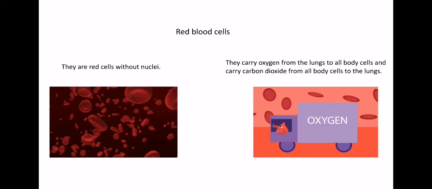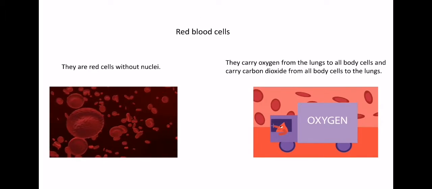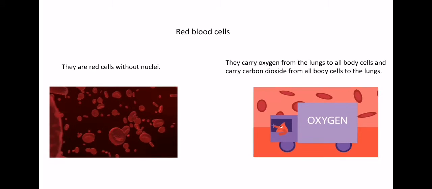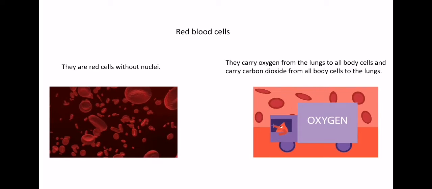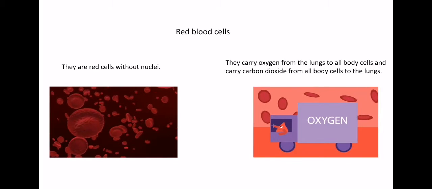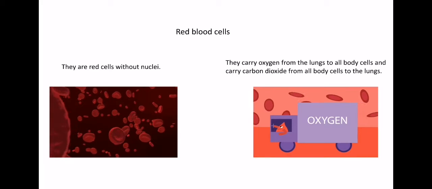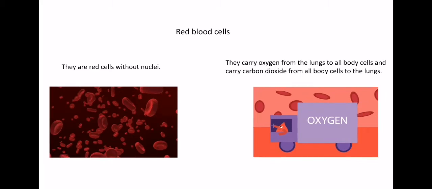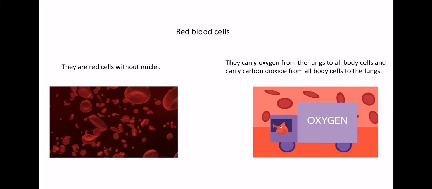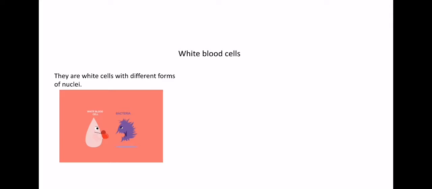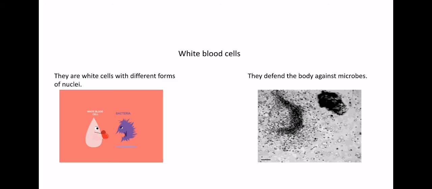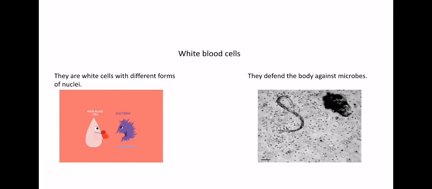Let's start with the red blood cells. They are red cells without nuclei, and they carry oxygen from the lungs to all body cells and carry carbon dioxide from all body cells to the lungs. So they are responsible for transporting the gases. White blood cells are white cells with different forms of nuclei, and they defend the body against microbes.